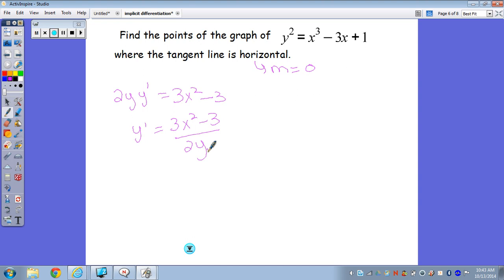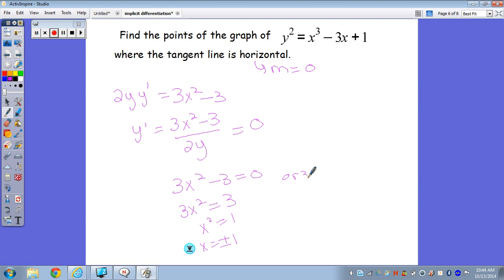And now I have to figure out where the tangents are horizontal, so that means this slope is equal to 0. And then for a fraction to be 0, all we care about is the top, because if I multiply both sides by 2y, 0 times 2y is 0. So it's just 3x squared minus 3 equals 0. You can either factor it or just solve, it doesn't matter. So I get 3x squared is equal to 3, so x squared is equal to 1, and then remember when you take the square root, you need plus or minus.